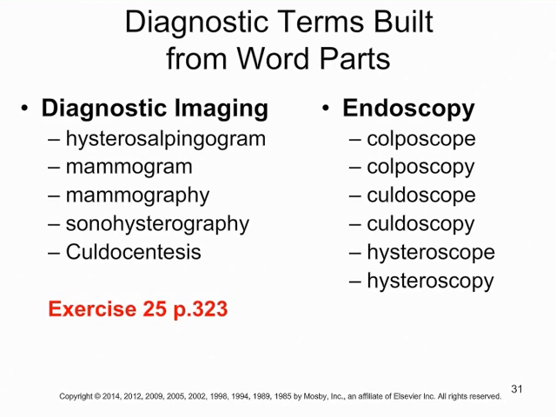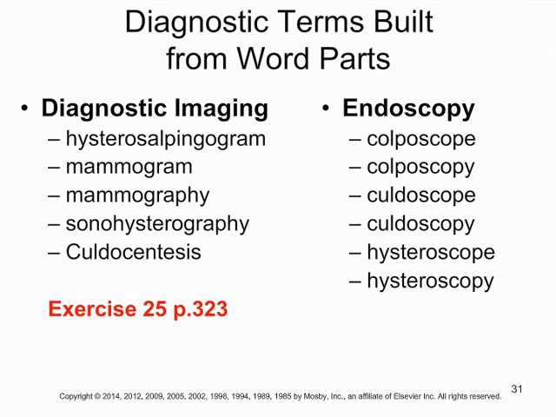On the endoscopy side, there is a colposcope and colposcopy. So that would be the instrument used to examine the vagina and the cervix, as well as the actual procedure or process of looking at the vagina and cervix. A culdoscope and culdoscopy is the instrument and the procedure of looking at the Douglas cul-de-sac, or the rectouterine pouch, as it's called in your book.